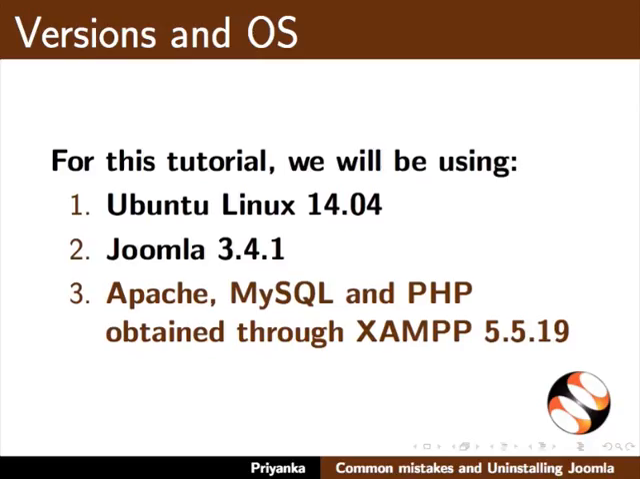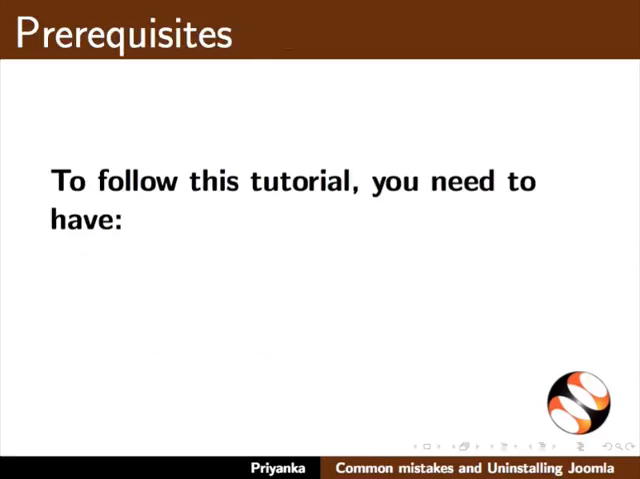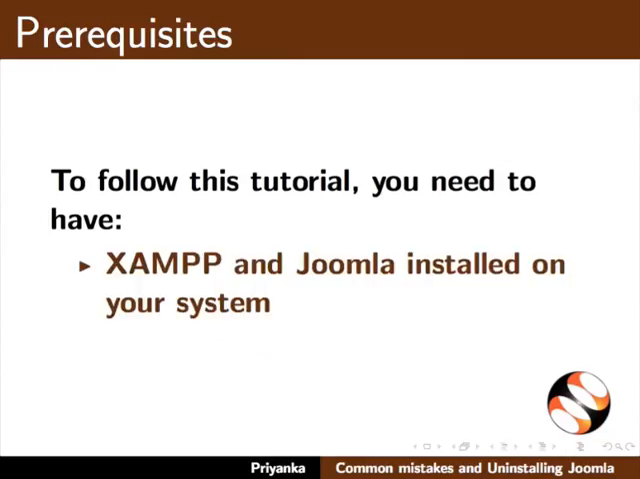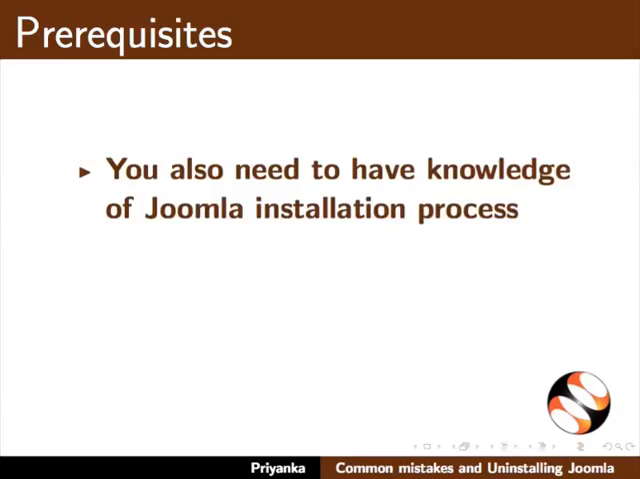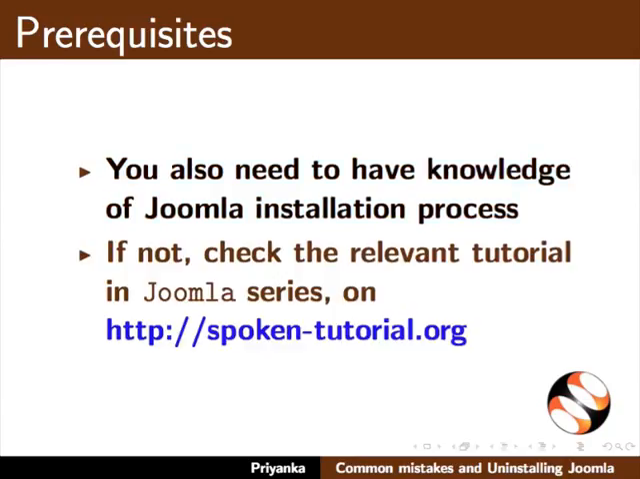For this tutorial, we will be using Ubuntu Linux 14.04, Joomla 3.4.1, Apache, MySQL, and PHP obtained through XAMPP 5.5.19. To follow this tutorial, you need to have XAMPP and Joomla installed on your system. You also need to have a knowledge of the Joomla installation process. If not, check the relevant tutorial in the Joomla series on the Spoken Tutorial website.